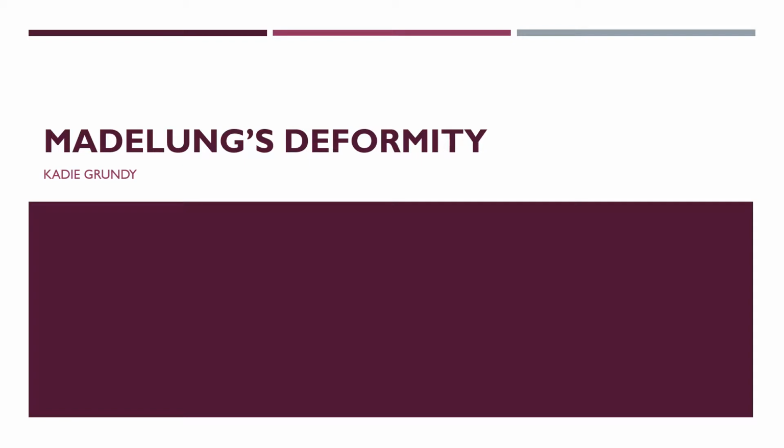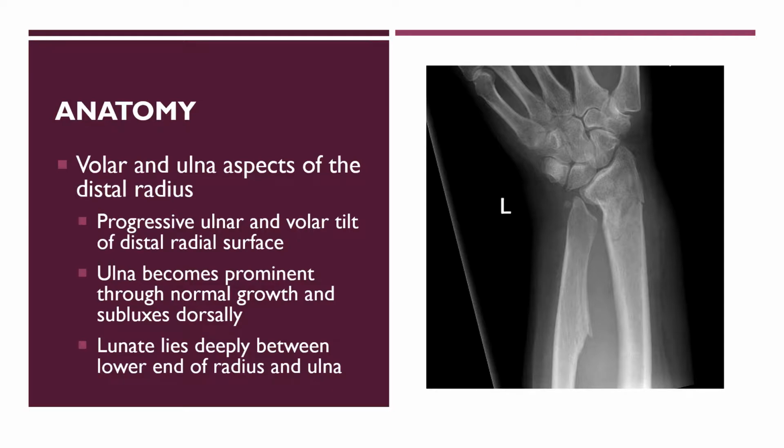My wrist presentation was over Madelung's deformity. With anatomy, we're going to be looking at the ulnar and volar tilt of the distal radial surface. When looking at the ulnar, we're going to be looking at whether it's normal growth, and then also whether it subluxes dorsally, and then the lunate.